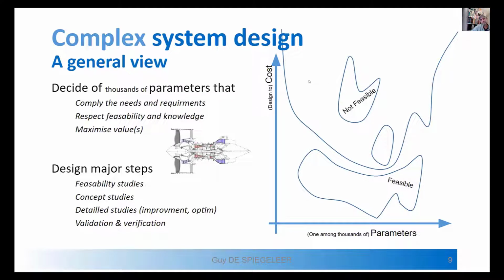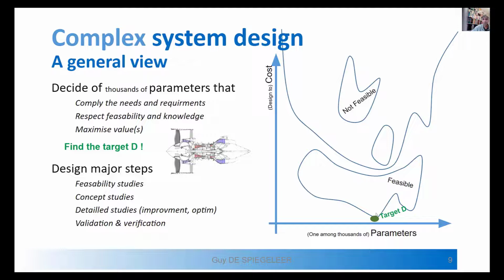And the design process, what is the target? The target is to find here the optimized design. So this is the one that is feasible, that respects the needs and the requirements, and that has a minimum cost. And of course, the question now is how to find it, because you don't know where it is.